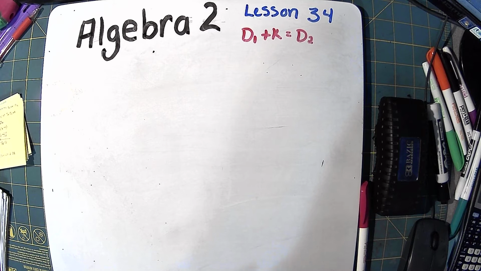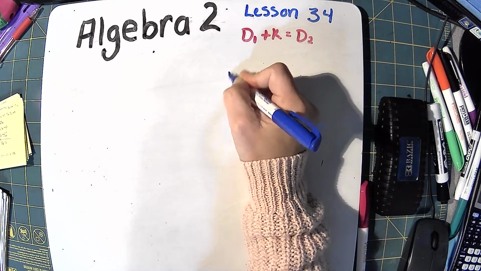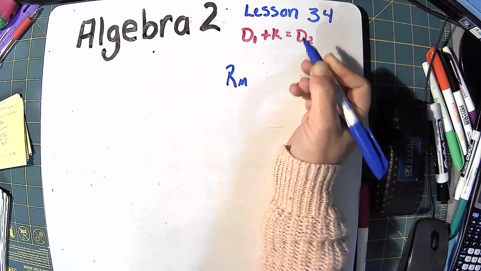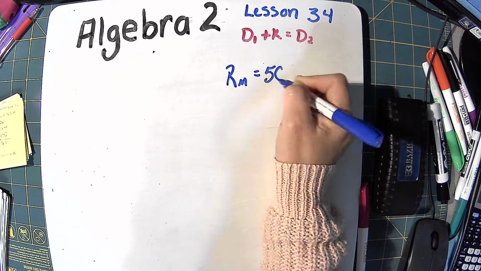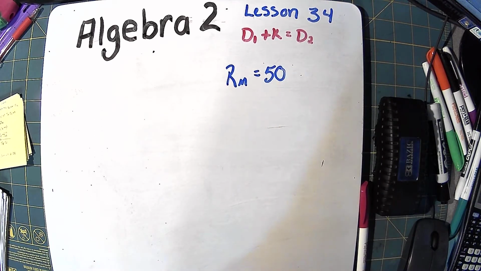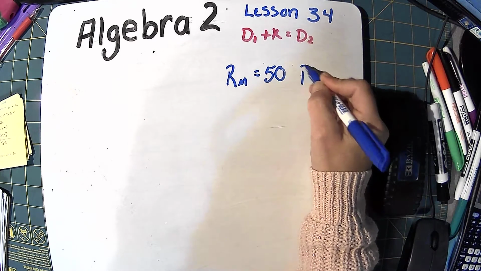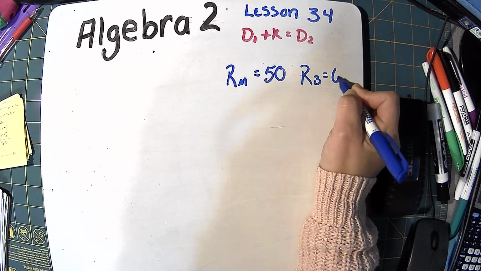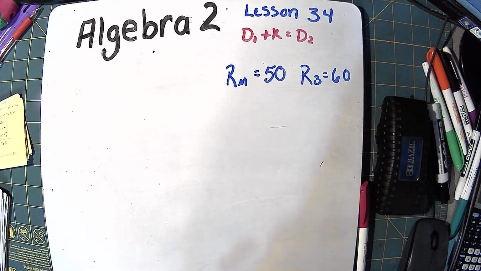Millicent began the journey at 6 a.m. at 50 kilometers per hour. So that tells us that we can say the rate of M for Millicent equals 50. Go ahead and pull some stuff out of there. Beauregard began the chase at 10 at 60 kilometers per hour. So the rate of Beauregard equals 60. Got that.